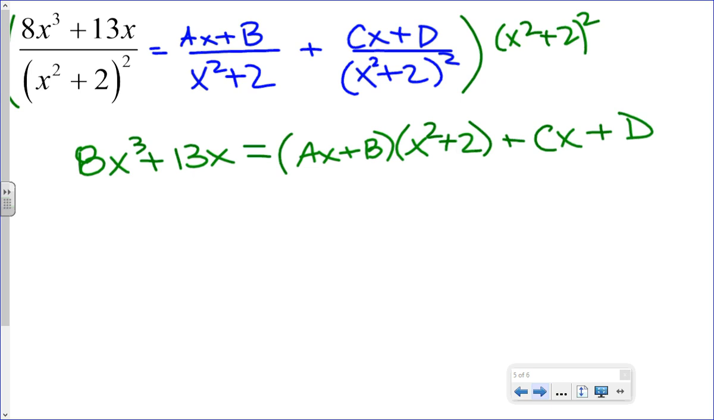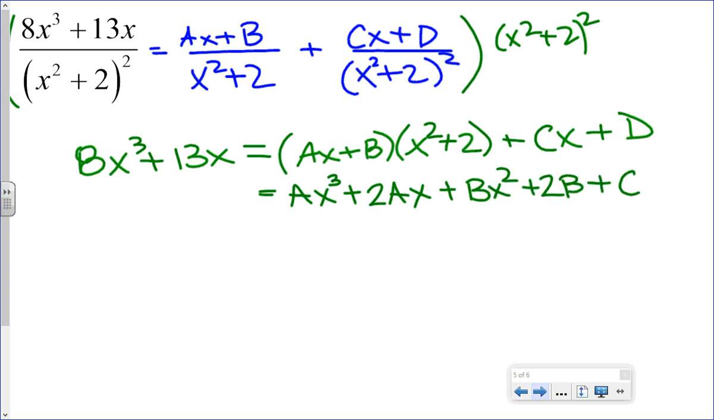Anytime you have quadratics as your denominator, even if there's 1, you have to use the comparing coefficients method. Okay? So, if we're going to do the comparing coefficients method, what do we need to do over on the right side? Multiply all those out, okay? So, ax times x squared, ax times 2, b times x squared, and b times 2. Just gotta multiply those out.